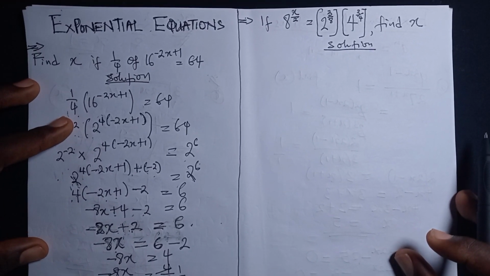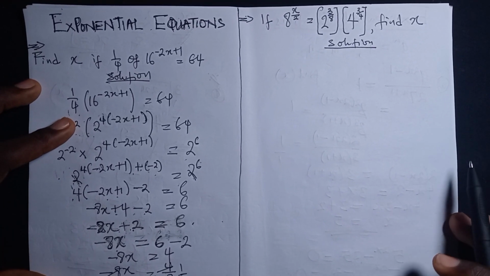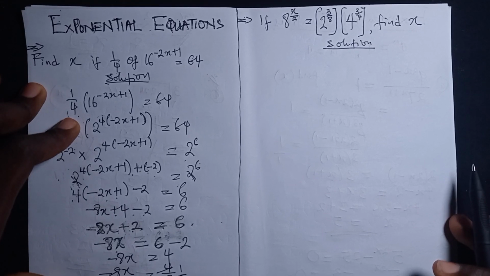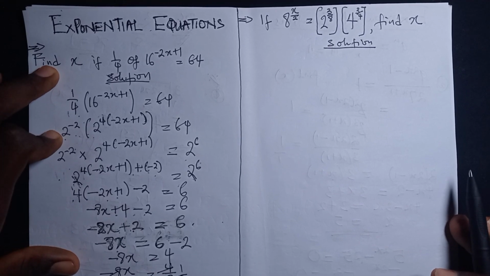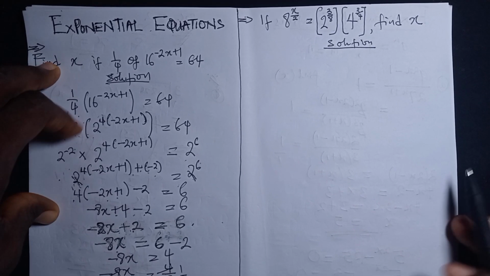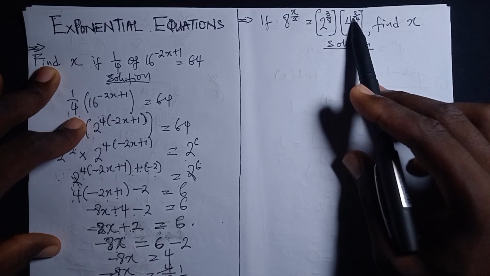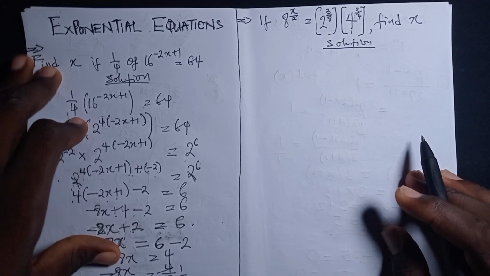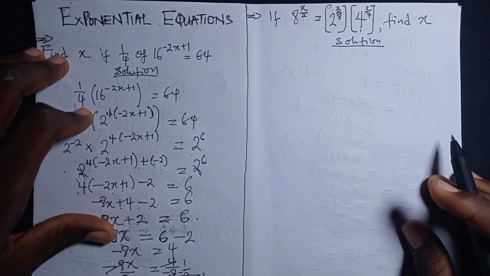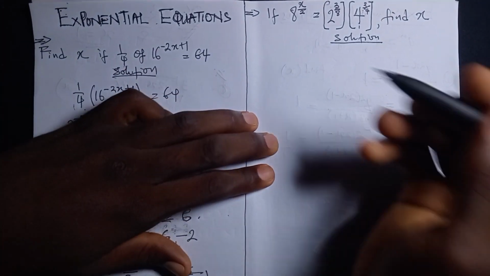Now let's quickly attempt the second question that says if 8 raised to the power x over 2 is equal to 2 raised to the power 2 over 8, also in bracket 4 raised to the power 3 over 4. Find the value of x. We are meant to solve for x here. So now solving for x.